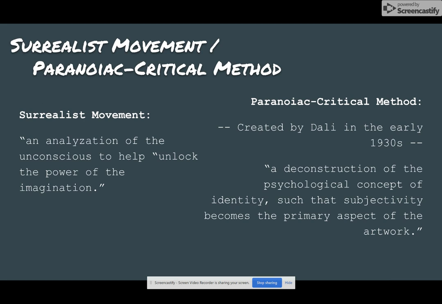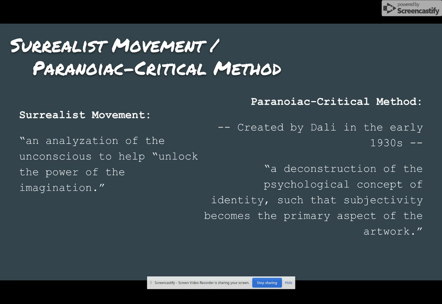The Surrealist movement and the paranoiac critical method, I'm pretty sure I said that incorrectly, but that's all right. So the Surrealist movement, here's a quote: an analyzation of the unconscious to help unlock the power of the imagination. So that is one definition. This movement was founded by poet André Breton in Paris in 1924. So that was before The Persistence of Memory was created.